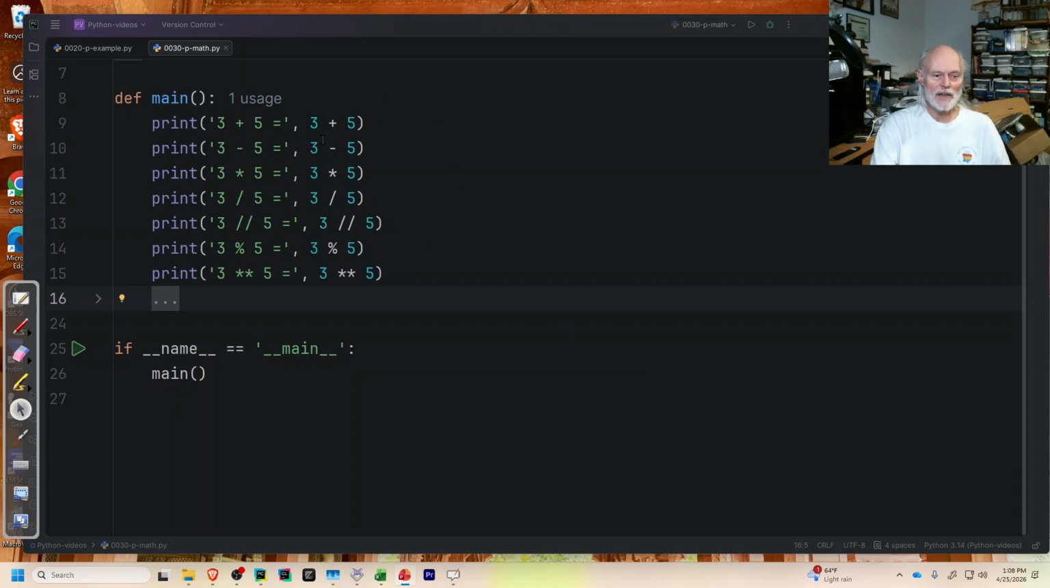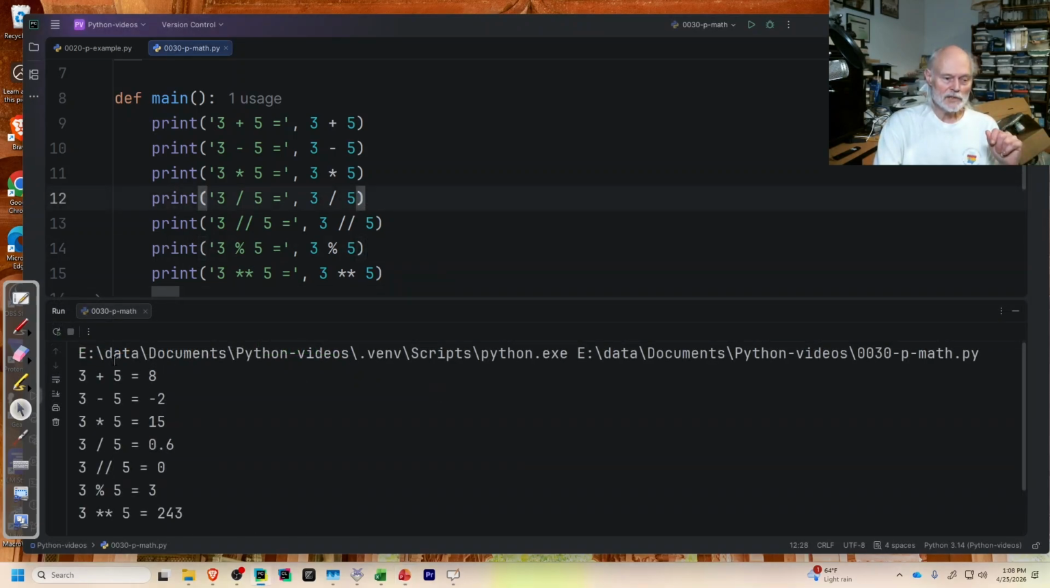We've got 3 plus 5, 3 minus 5, and I've got a prompt here, or a string, saying what the math operation is, and then the actual math operation. And when I run it, I get these results. The 3 plus 5 gave me 8. The 3 minus 5 gave me minus 2. The 3 times 5, 15. All those were integers because the math operation returned an integer value.